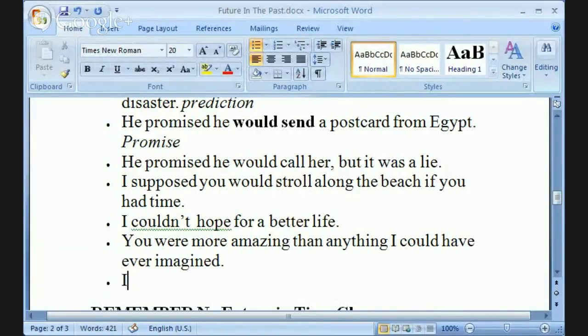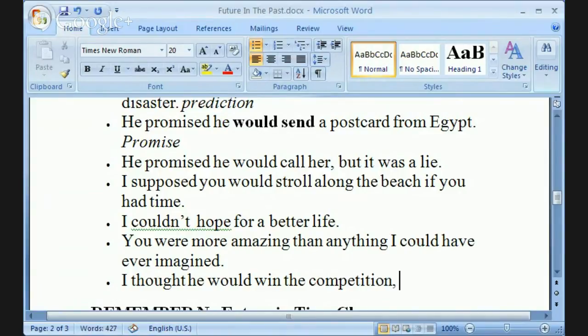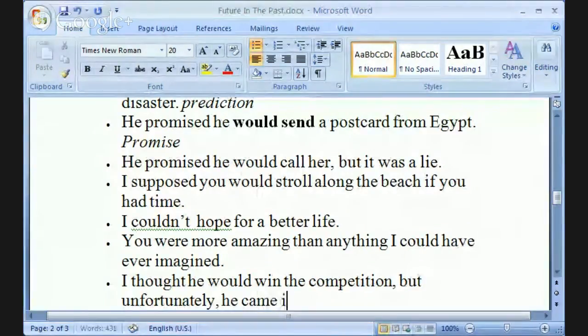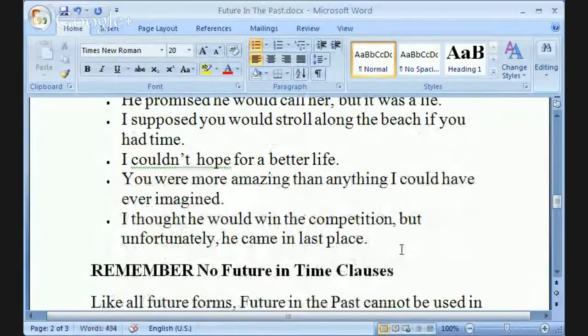I thought he would win the competition, but unfortunately, he came in last place. That would work. I thought he would win the competition, but unfortunately, he came in last place.